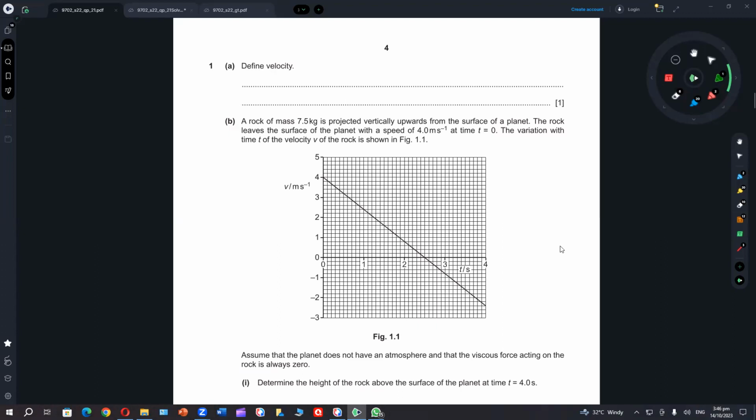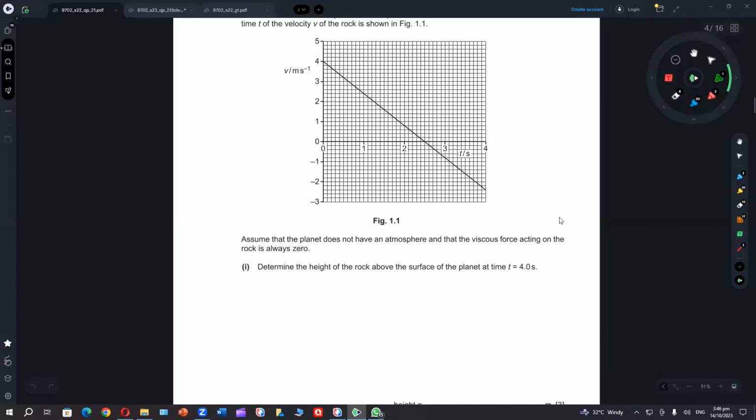A rock of mass 7.5 kg is projected vertically upward from the surface of a planet. The rock leaves the surface with a speed of 4 meters per second at time t0. The variation with time of the velocity of the rock is shown. Assume that the planet does not have an atmosphere and the viscous force acting on the rock is always 0. So it means there is no air resistance there. Determine the height of the rock above the surface of the planet at t equal to 4.